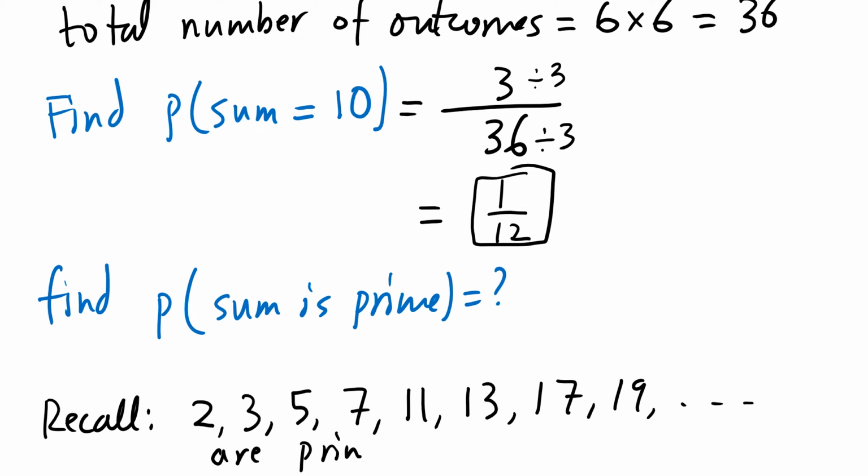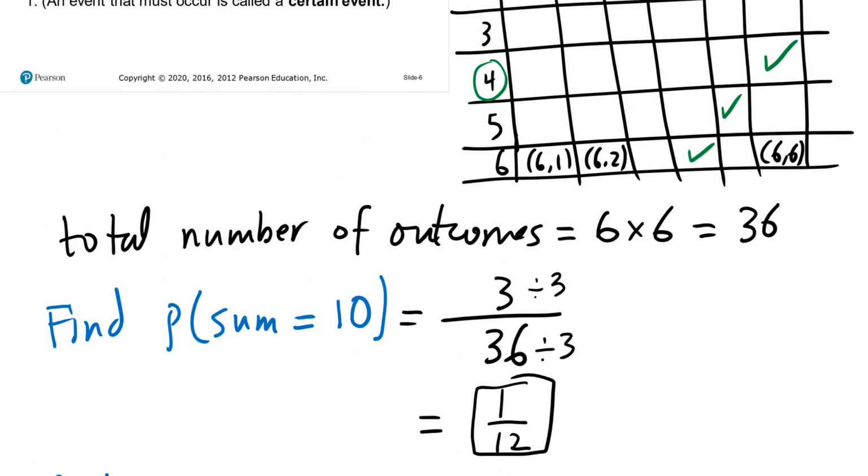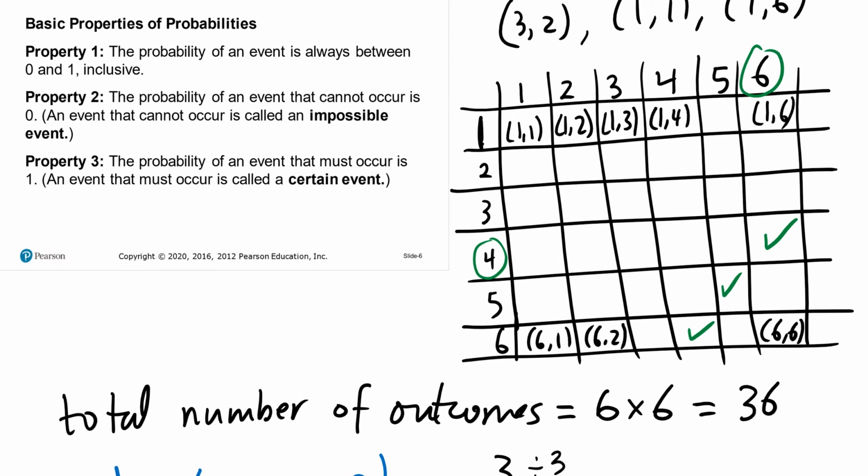These are primes. So let's see how many give me a sum of a prime number. I know it's going to be over 36. Let's go over which ones give me a prime sum. 1, 1 is 2. That's a prime sum, so I'm putting a check mark. 1, 2 is 3. That's a prime. 1, 3 is 4. 4 is not. 1, 4 is 5. Is a prime. 1, 5 is 6. Is not a prime. But 1, 6 is 7. That's a prime.